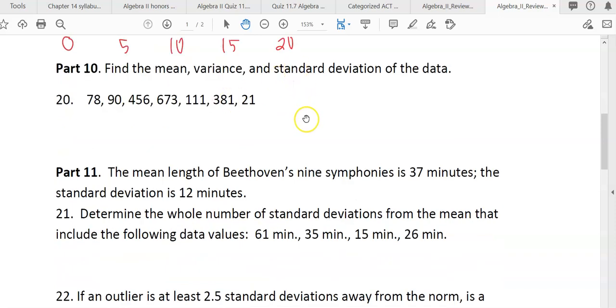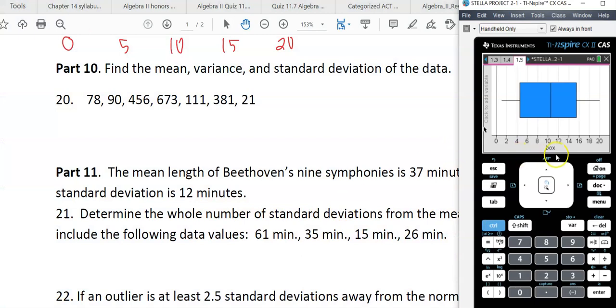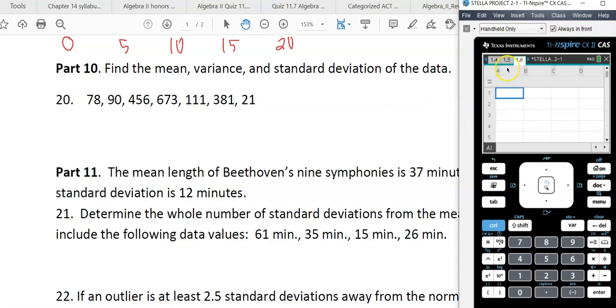Find the mean, variance, and standard deviation of the data. So again, I'm going to have to type this in. So let's go to the spreadsheet. Let's call it a name. Call it numbers. Just whatever, call it something. Doesn't really matter. 78, 90, 456, 673, 111, 381, and 21.